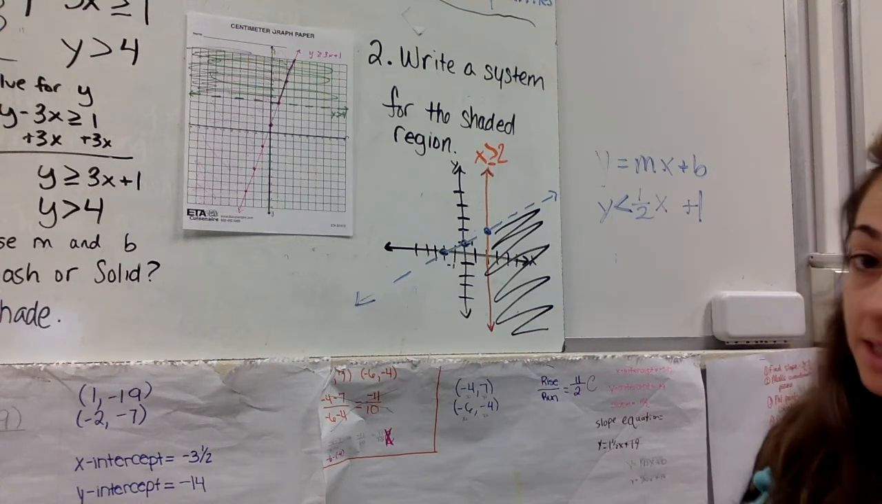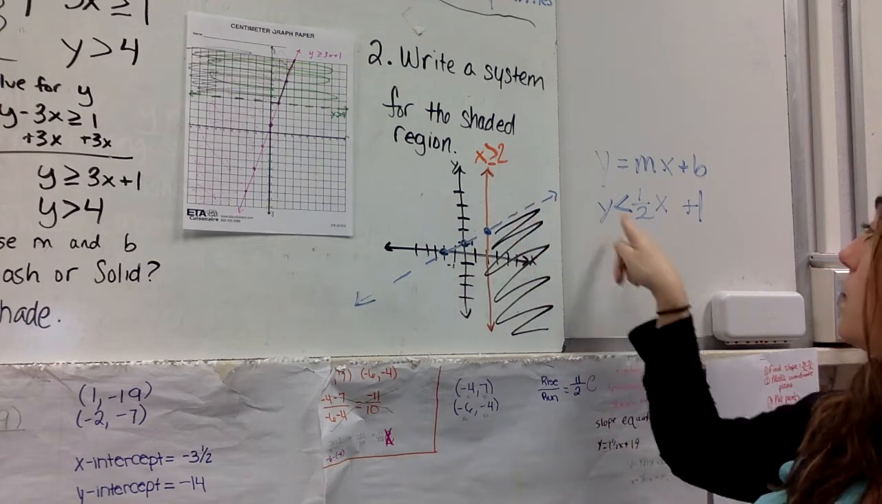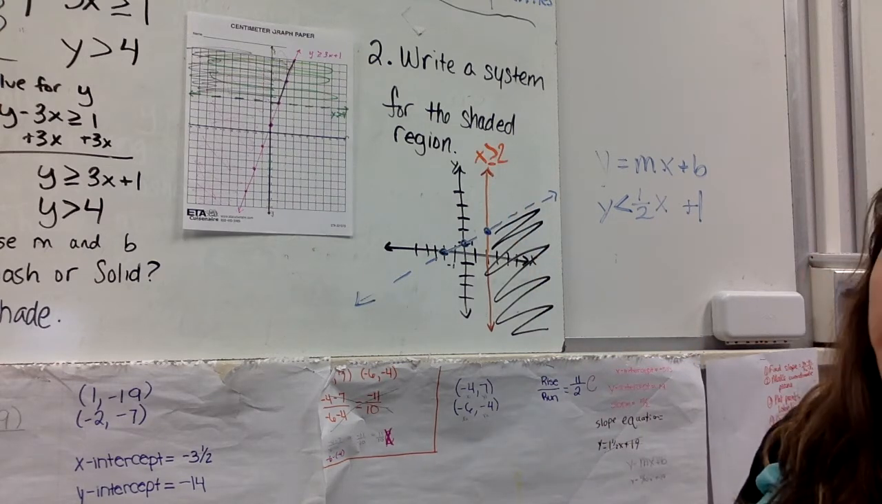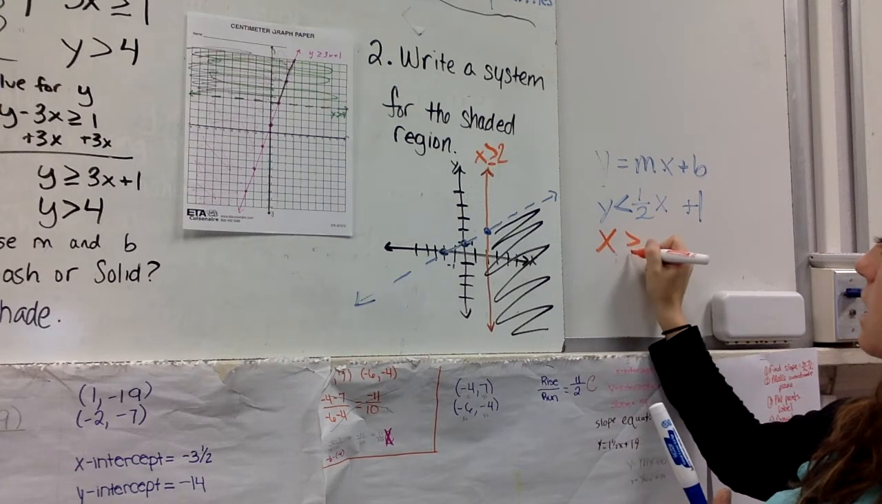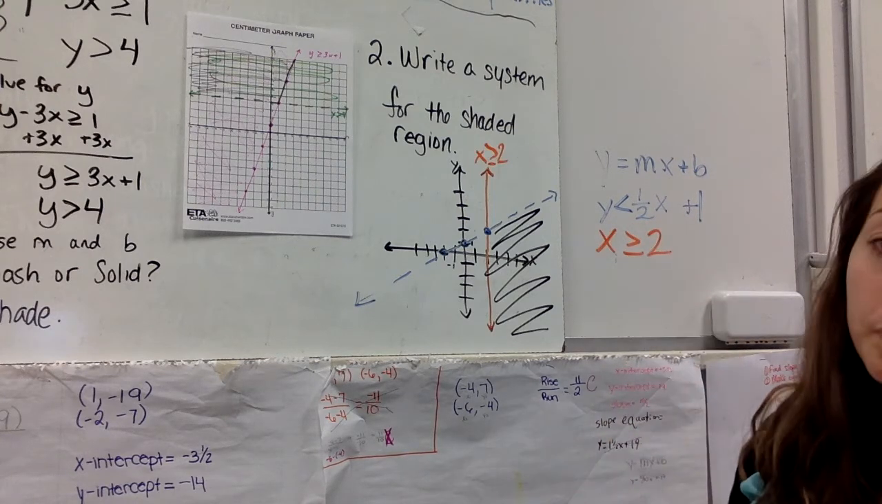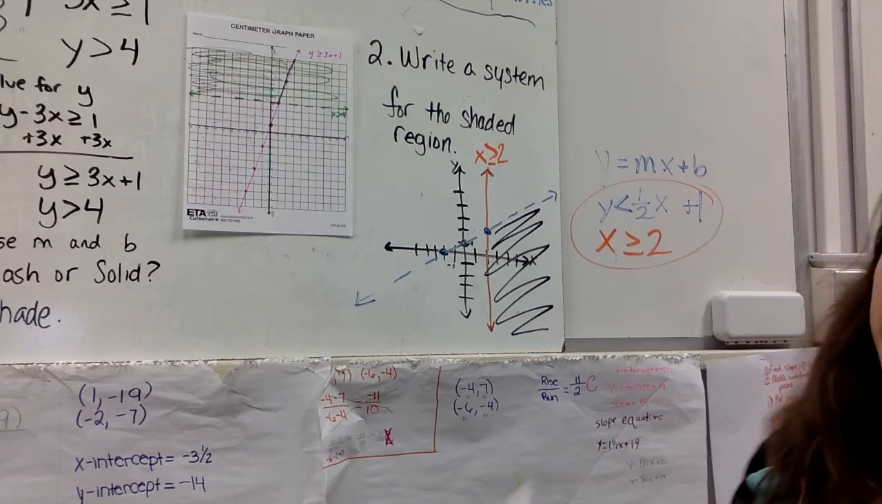And that's my system. The two equations together is the answer. So not just this answer, but also x is greater or equal to 2. That's my answer right there. Cool.